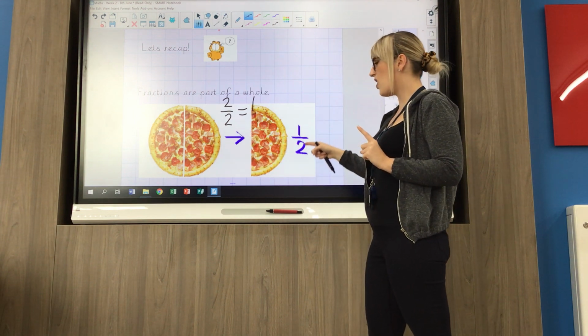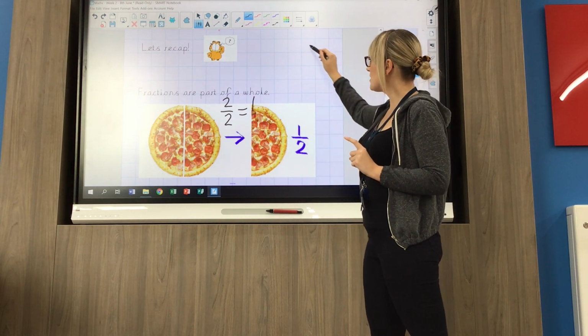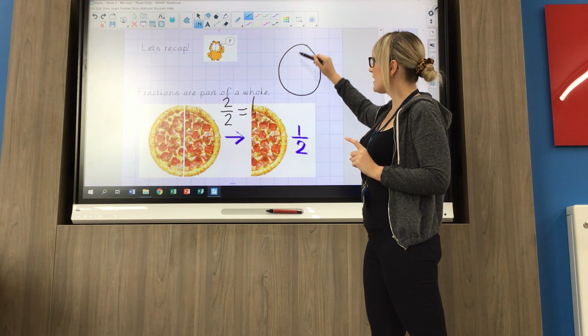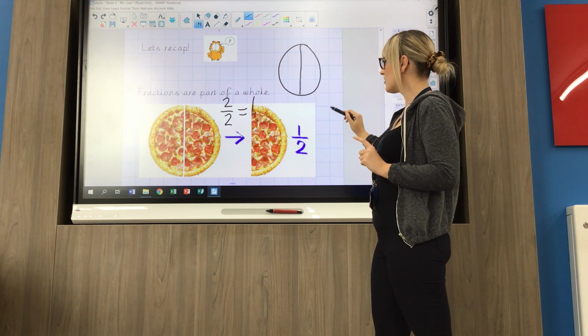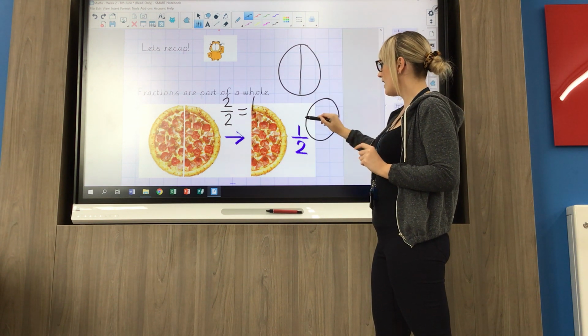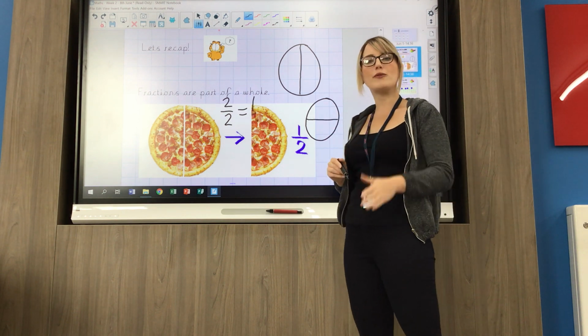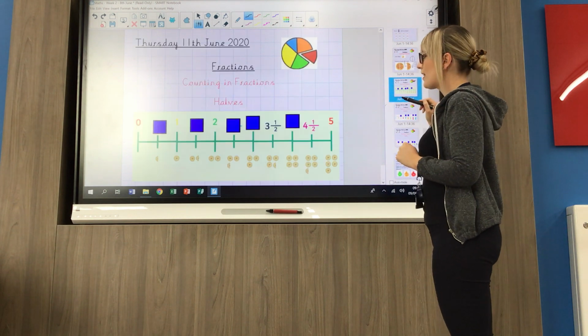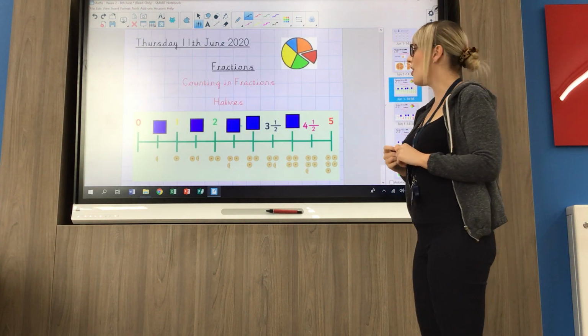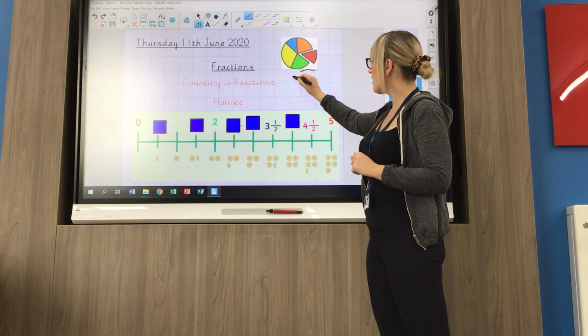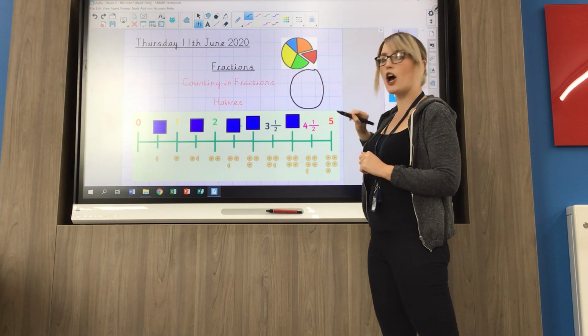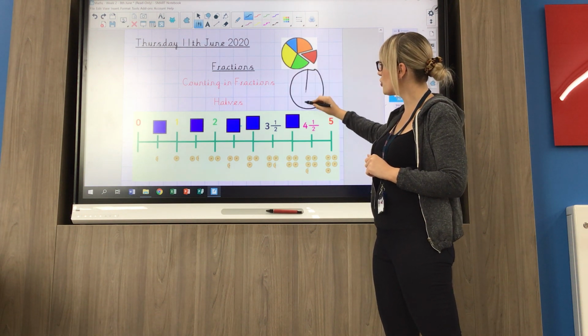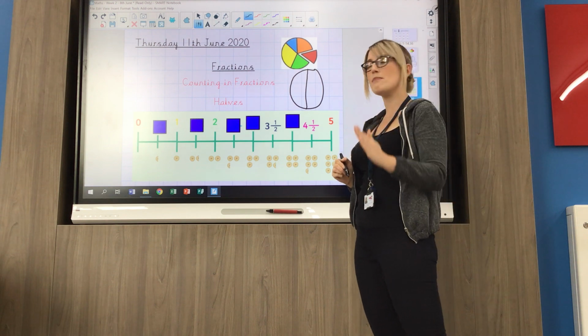So that's 1/2. And we know when we split something in half, it can be split straight down the middle. Or I could do it the opposite way, like that. So when we split it in half, we split into 2. So let's have a look then at counting in halves. Let's just recap. I've got something and I'm splitting in half. I'm splitting it into 2. I'm splitting it down the middle.